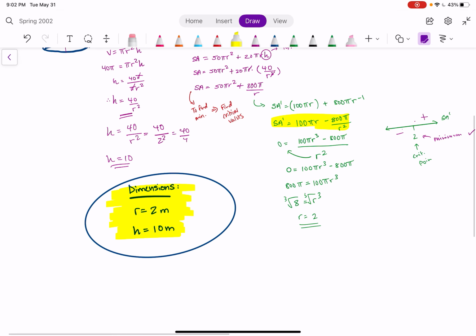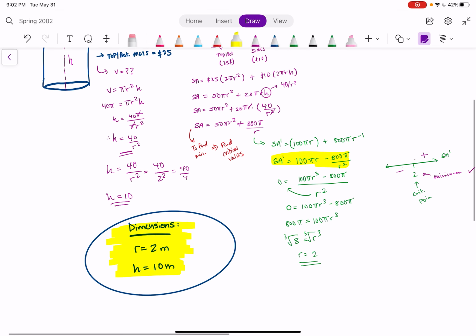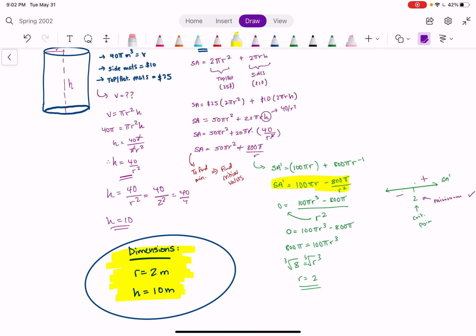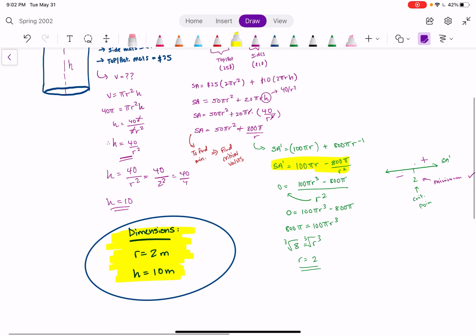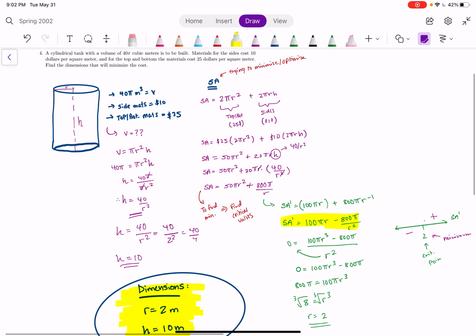And you can see these kinds of problems in Calculus 1, usually at the middle or end of it, and a little bit in Calculus 2. So I hope this can help you guys, and good luck.